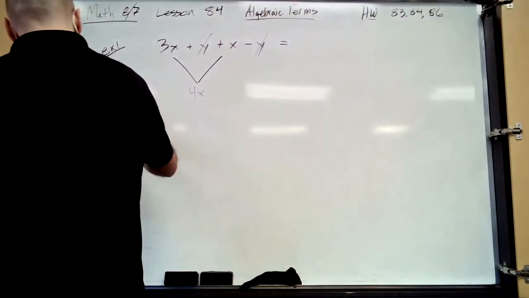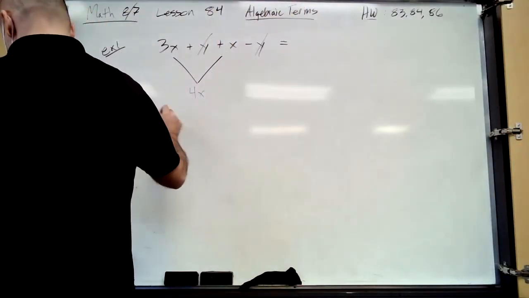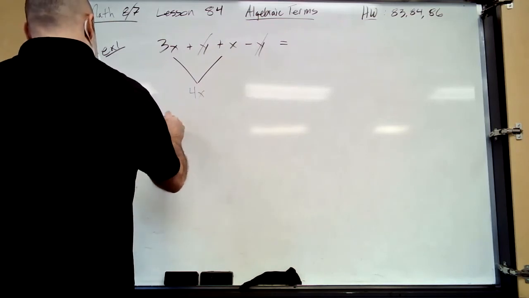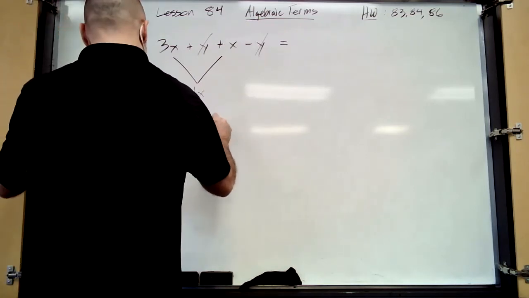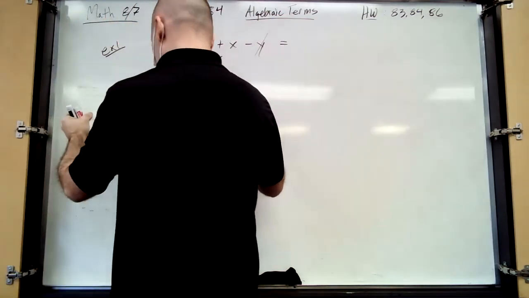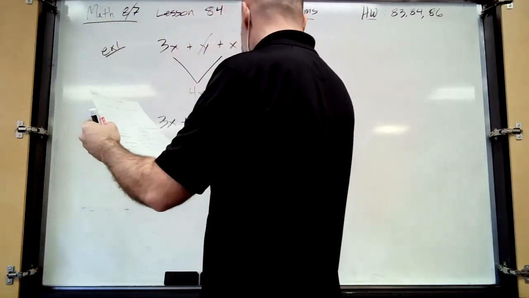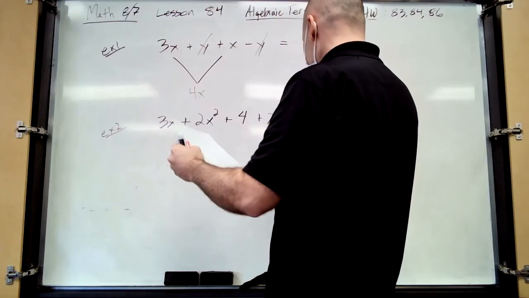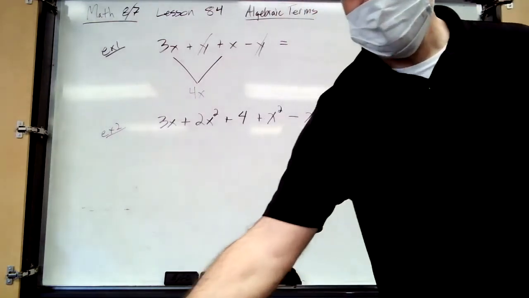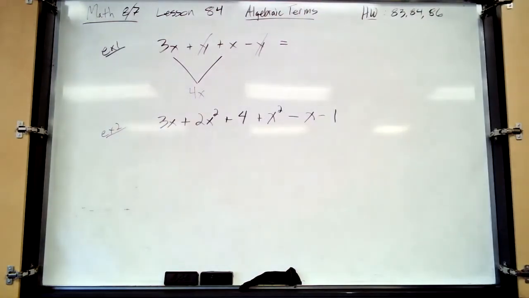Example 2, ready? Bonus round. 3x plus 2x squared plus 4 plus x squared minus x minus 1. It's confusing. Now careful, remember x squareds don't play with x's. Remember, math is very segregated.